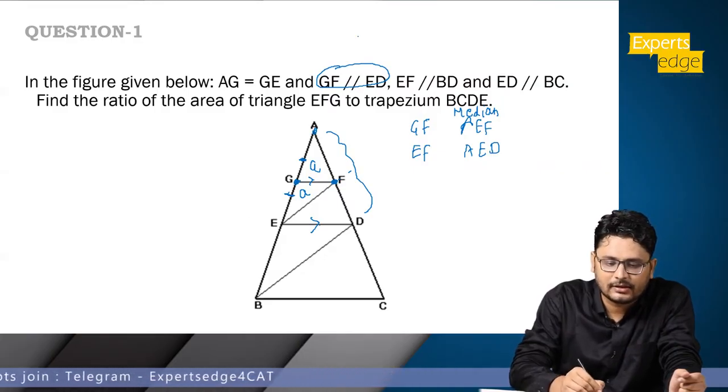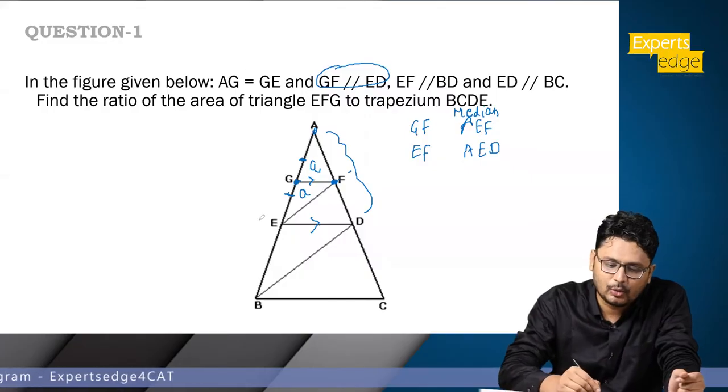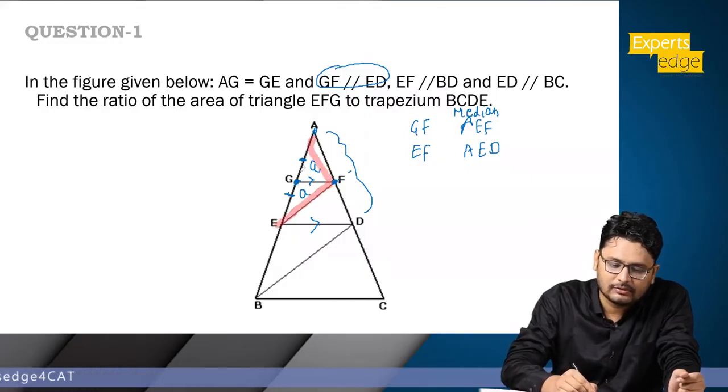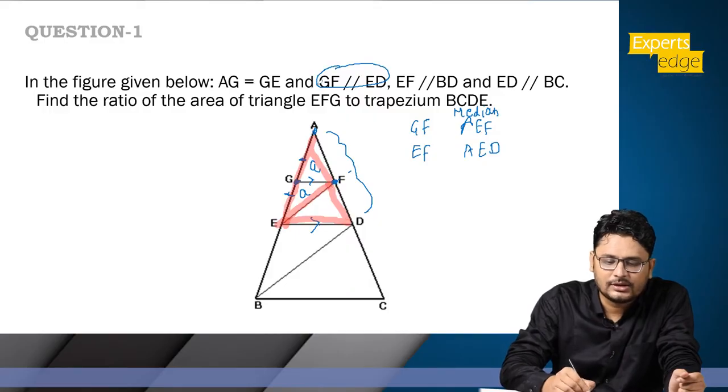Just let me take a different color. This much part is 2A, right? So अगर मेरा half of the triangle 2A है, so the second half also has to be 2A, right? So this particular figure will be nothing but 2A. ठीक है? So I hope this point is clear.